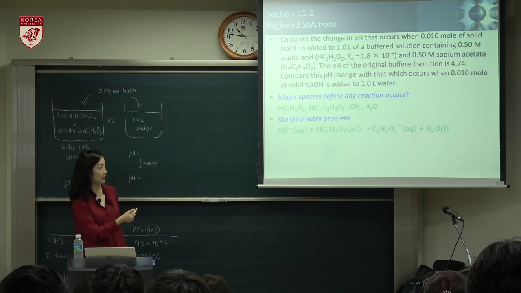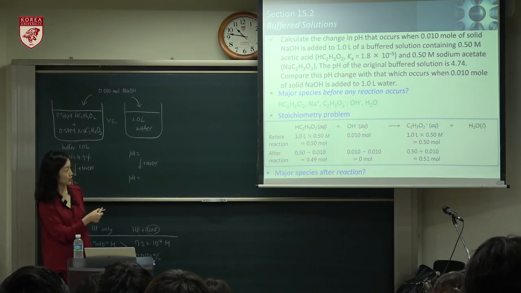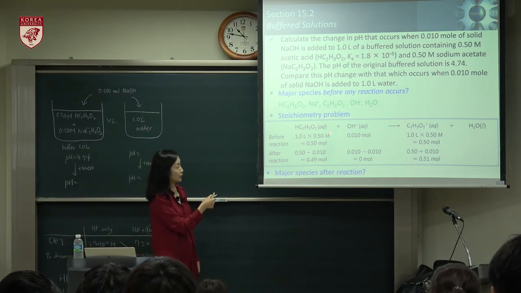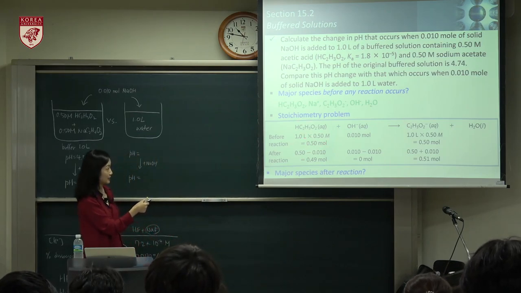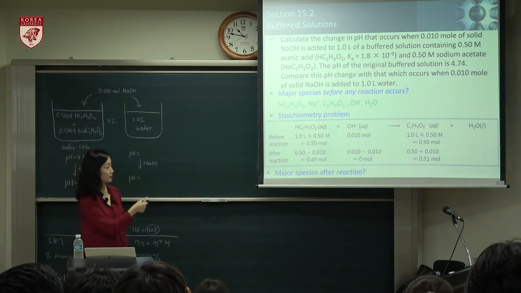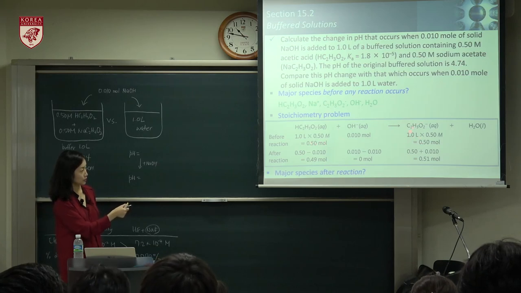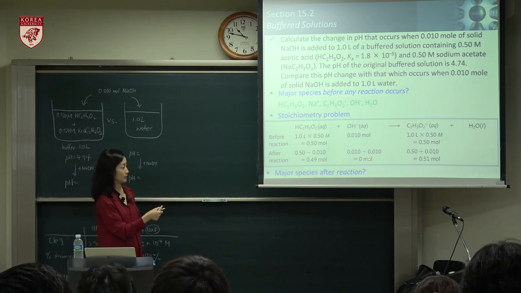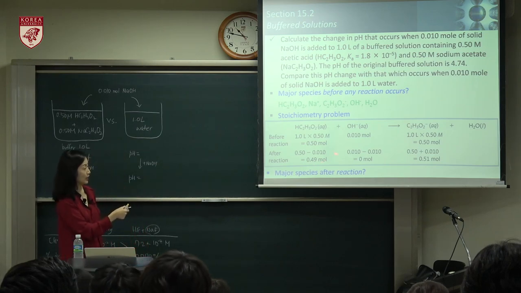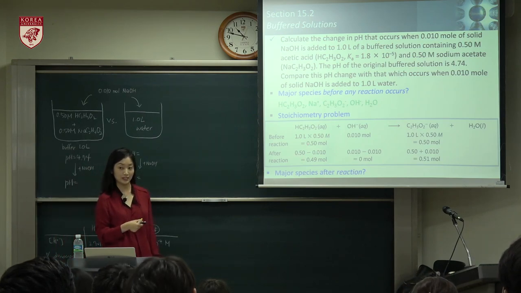So let's calculate what we have left after this reaction. We start out with 0.010 moles of OH minus, which is given in the question. Now let's calculate the moles of the initial acetic acid and the acetate. We do this by multiplying the volume by the concentration, which gives 0.50 moles, and the same moles for acetate as well. And after the reaction, since all of the OH minus is used to neutralize the acetic acid, we're now left with 0.49 moles of the acetic acid and 0.51 moles of acetate.